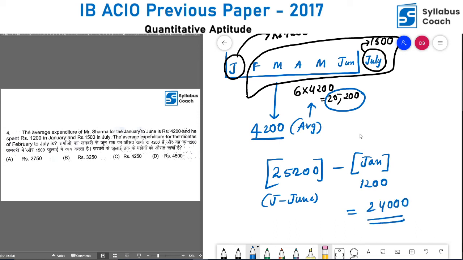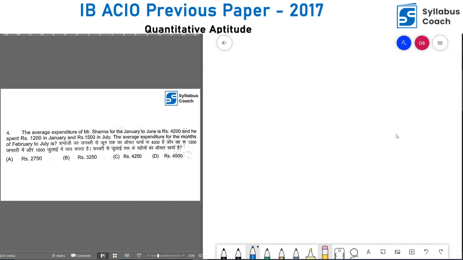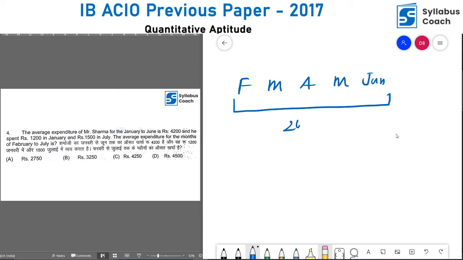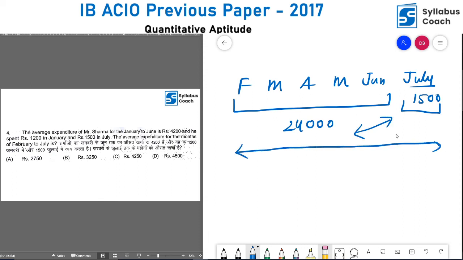Right, students? Now, what do I have? I have February, March, April, May, June, and this is 24,000. Right? That is what we have found out now. And for July, it is already given in the question that it is 1,500. Now, we need to find out the average of these amounts. What is the total amount, students? 24,000 plus 1,500 is 25,500, right?